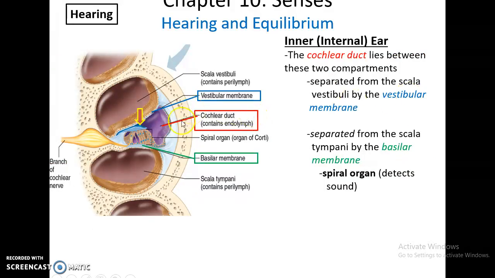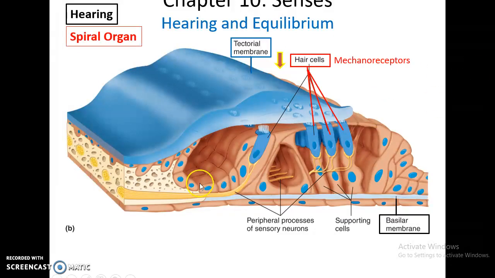The cochlear duct is found between the scala vestibuli and scala tympani. This is where we'll find the spiral organ, the actual structure that detects sound. If you look at a close-up of the spiral organ, you see that we have this tectorial membrane, this cartilaginous structure, and these little bitty hair cells. They have little hair-like projections that are embedded in the tectorial membrane.